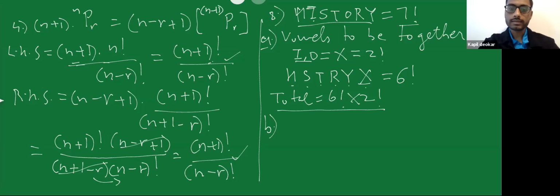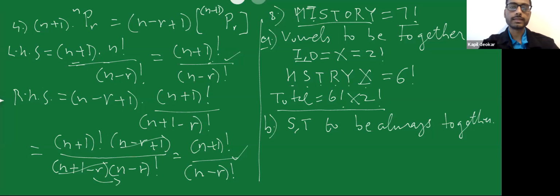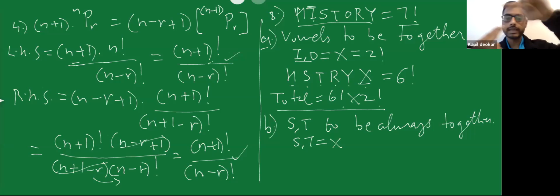In the second condition, I want the letters S and T to be always together. So this is like your vowels condition. But instead of the vowels, what I want now is the letters S and T to be together. So I'm going to assume S and T to be a unit X. Take these 2, tie them up together, and instead of writing two different letters, I'll say that these two are nothing but the X unit.